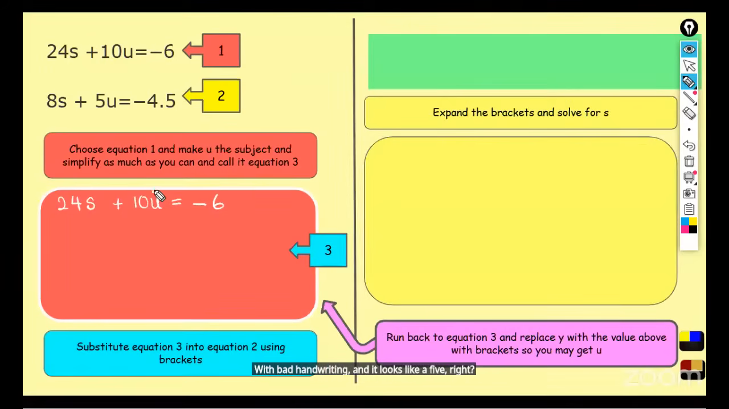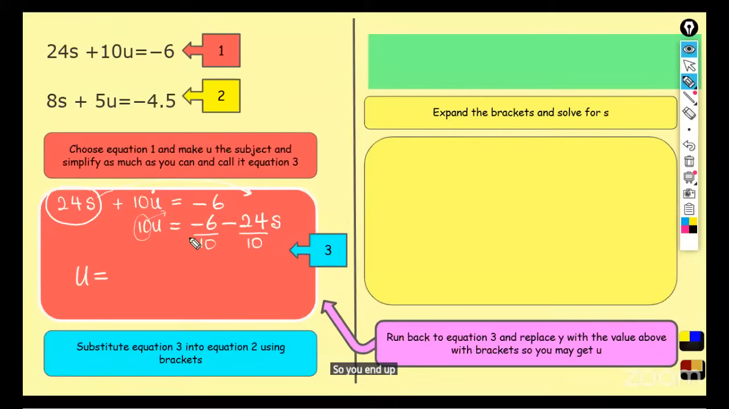So we decided to make you the subject. So we throw across 24S on the other side, positive 24S, and you're going to get what? Minus 24S. Okay? Well, we still have to make you the subject. This 10 is a secret multiply. Throw across the multiply and you divide everyone by 10. I know it looks kind of scary. So you end up with u is equal to minus 6 divided by 10, which is minus 0.6.